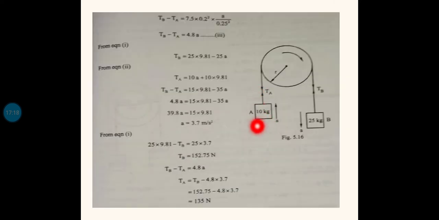Consider the upward motion of block A. Now the second one is block A moving upward. The dynamic equilibrium equation gives, see, the motion is upward. So along the motion direction, the force acting is TA, and in the downward direction 10 into 9.81 will be acting. So net force is TA minus 10 into 9.81. That is very important. Net force is positive along the direction of motion, and negative opposite to the motion direction. Then only the equation will be correct. So that will be equal to M into A. So the final equation is TA minus 10 into 9.81 equal to 10 into A.